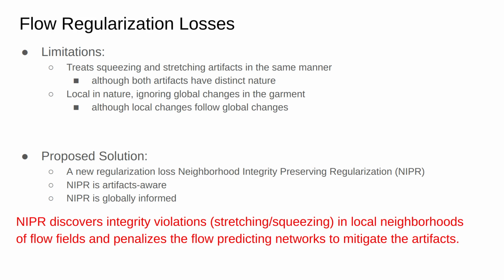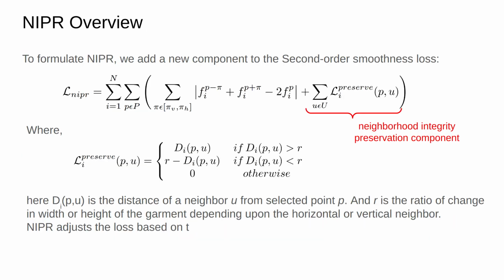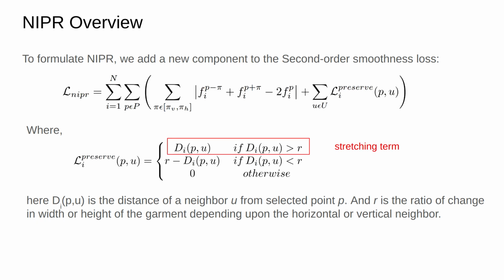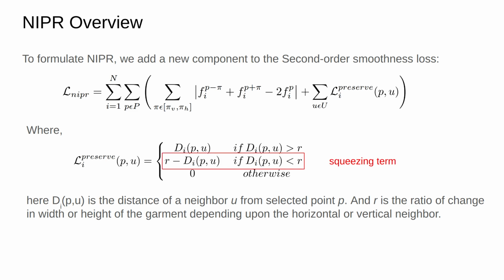NIPR essentially discovers texture integrity violations, that is, stretching or squeezing in local neighborhoods of flow fields, and penalizes the flow predicting networks to mitigate these artifacts. To formulate NIPR, we add a new term to the second-order flow regularization loss. The neighborhood integrity preservation component calculates the loss based on the global changes in height or width, denoted here by R. The stretching term reduces the distance between neighbors to mitigate the stretching artifact. The squeezing term increases the distance between neighbors to mitigate the squeezing artifact.